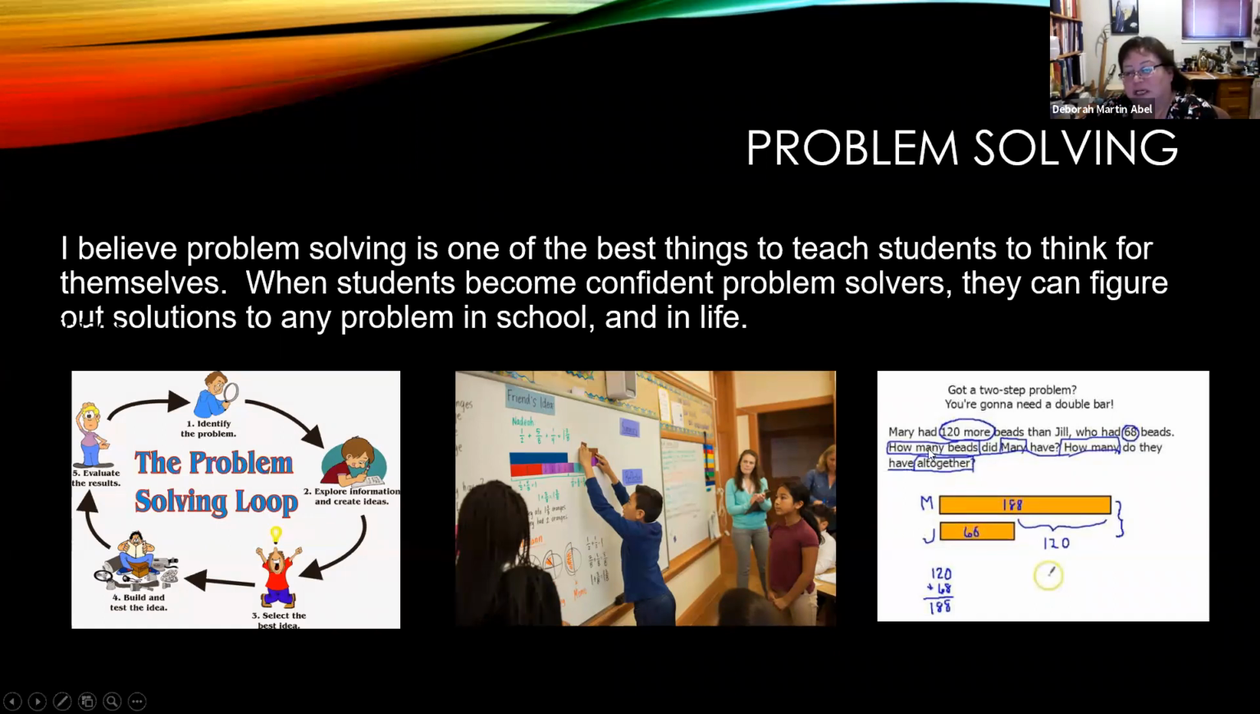And then the next thing is new. It's Singapore math, the last picture here, and it's a 2-step problem. It says Mary has 120 more beads than Jill. So M is Mary and J is Jill. I also teach the kids to label their work. Singapore math works with these bars to see the problem, and then you write it down.